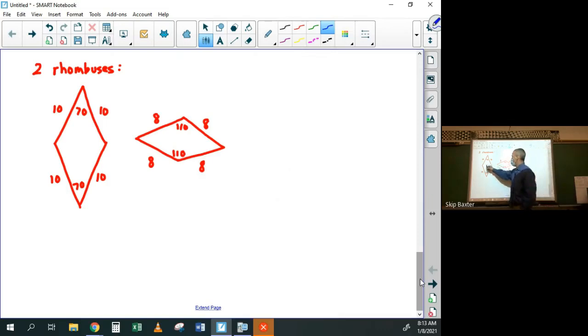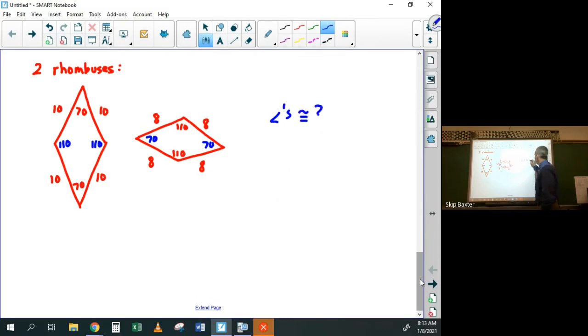Or I could just think of parallel lines. Same side interior angles when you have parallel lines have to be supplementary. So if that's 70, this has to be 110. This has to be 70, this has to be 70. So yeah, the angles match up. Angles congruent. The second question is, are the sides proportional?